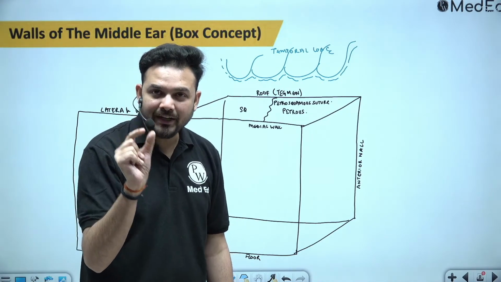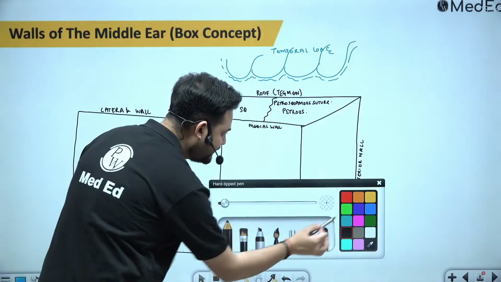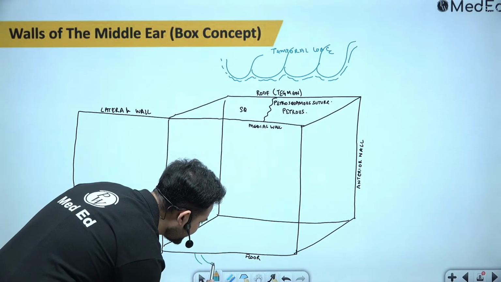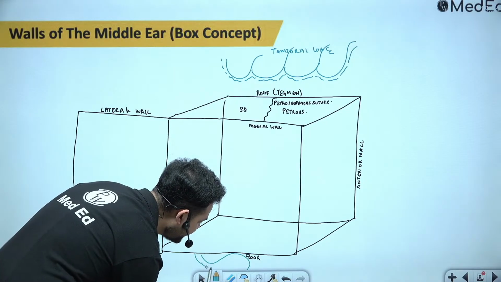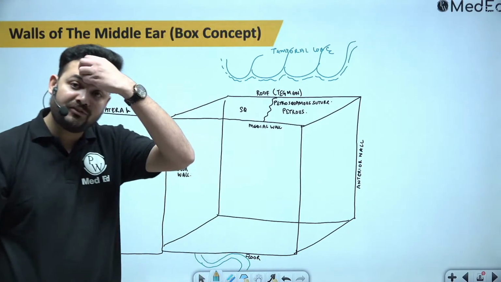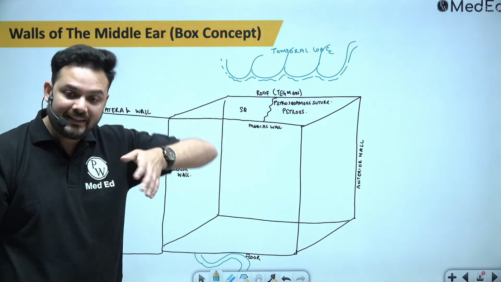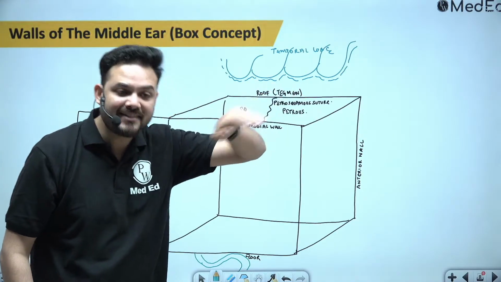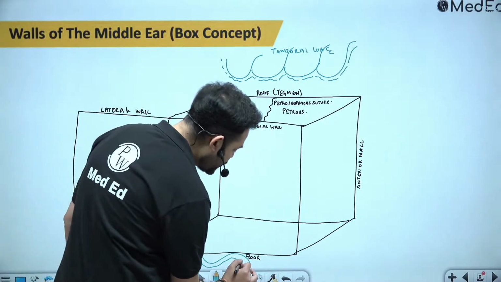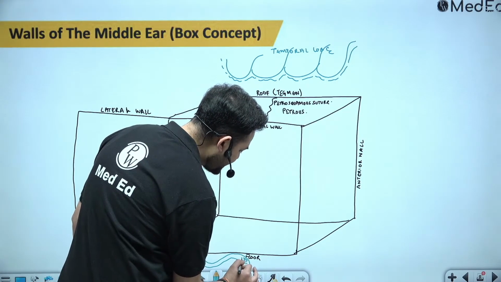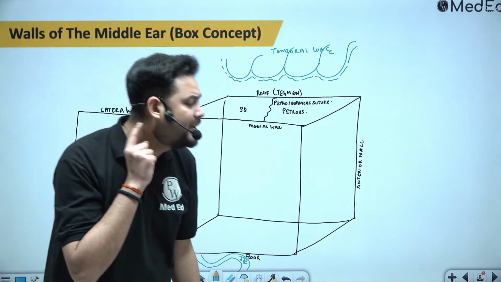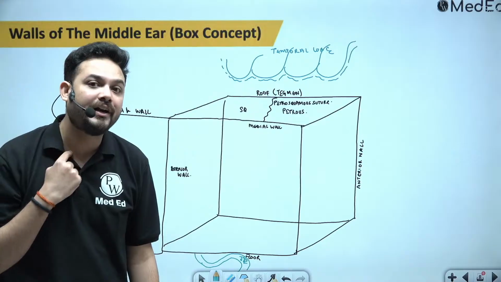So basically, let me just show it to you over here. There is your sigmoid sinus. And that sigmoid sinus forms a kind of bulge at the floor of your middle ear compartment. And this bulge created by the sigmoid sinus at the floor of your middle ear compartment is called the jugular bulb. Later this jugular bulb continues as the internal jugular vein in your neck.